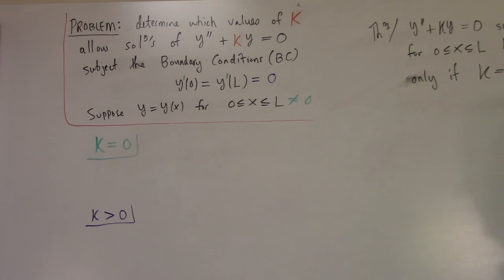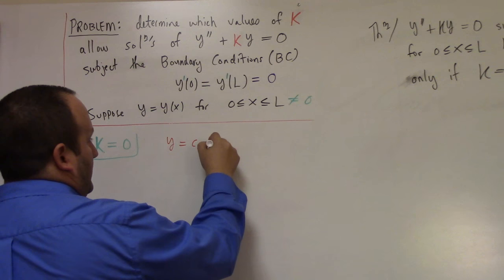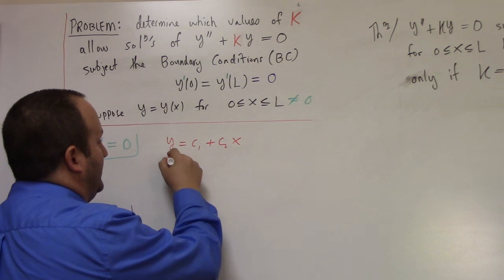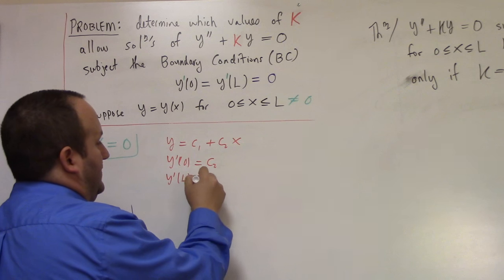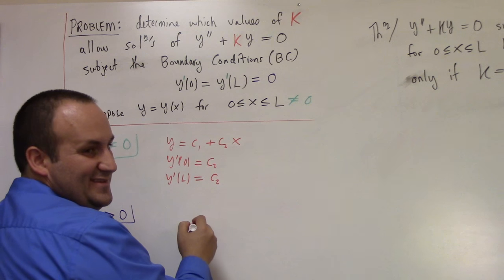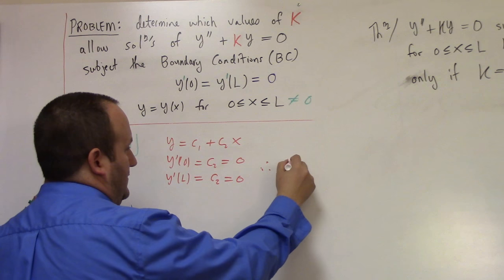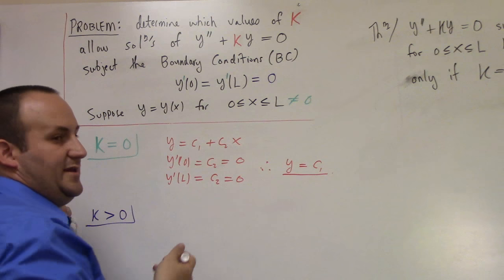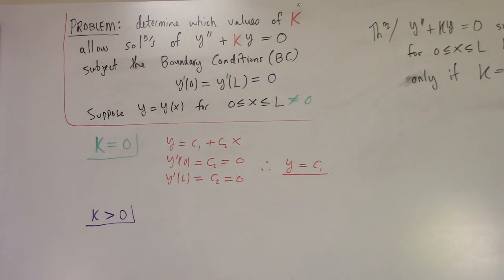All right, so here we go. Again, we've got y equals c1 plus c2 x in the k equal to 0 case. y prime of 0 is c2, and y prime of L is c2. So with 0 and 0 we get y equals c1, and that could be a non-trivial solution this time, actually. Last time the constant case was forced to be trivial.